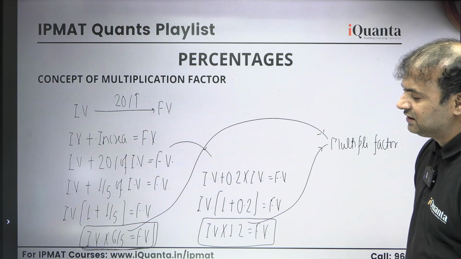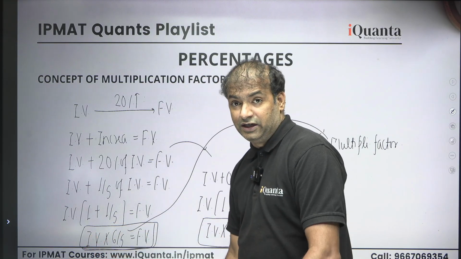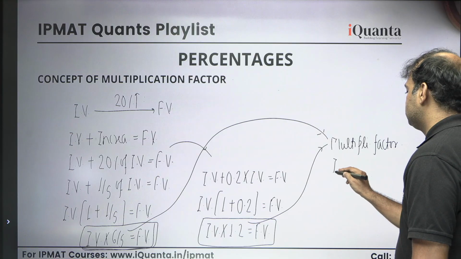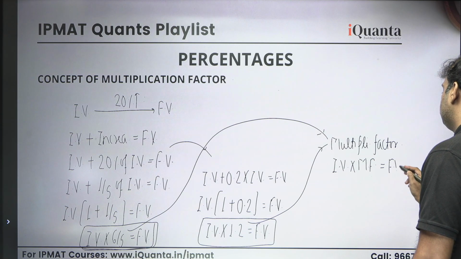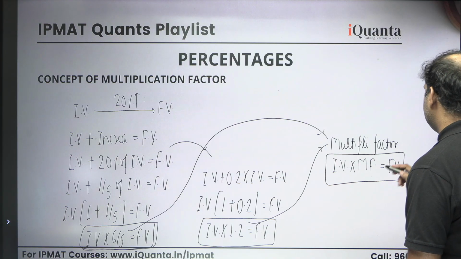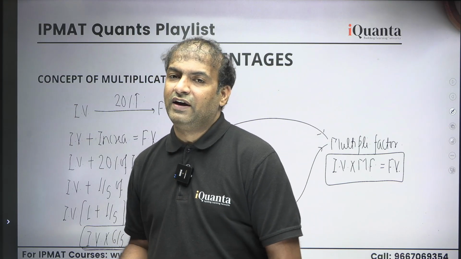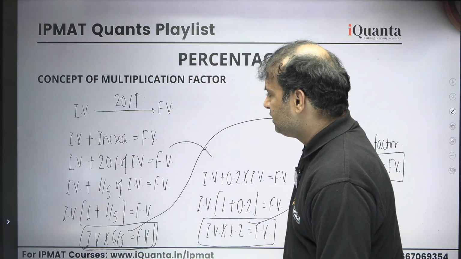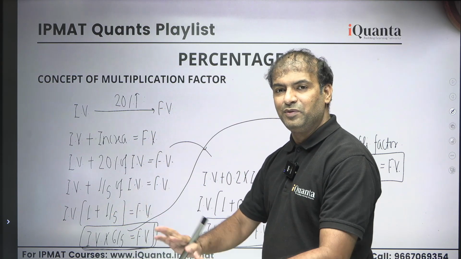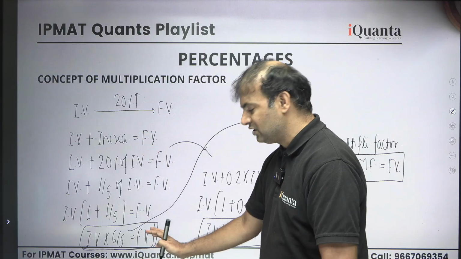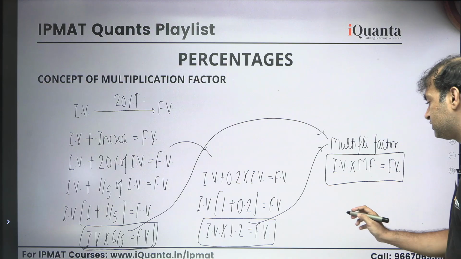Now what is the concept behind it? It's very simple. Multiplication factor is something which is multiplied to the initial value to get the final value. We can write this here: initial value into the multiplication factor will give us the final value. Now, how do we get the multiplication factor? That's the most important question over here: how do we find the multiplication factor quickly? So guys, let me tell you that you're not supposed to do that much. If you're doing that much work, then any other method will be better than this, right? So we are not supposed to do that much.